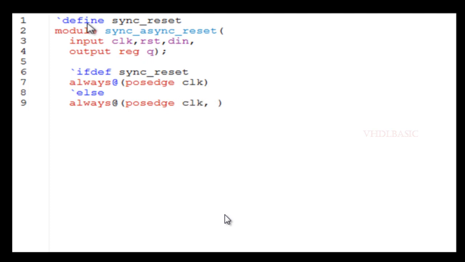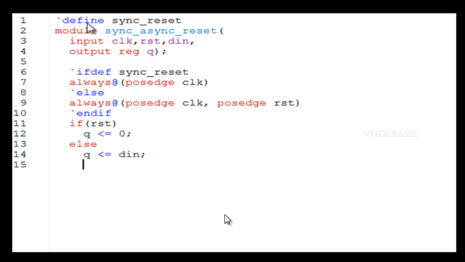So line number 7 indicates always at positive edge of clock. In the sensitive list, I am adding only the clock. So whenever the clock is changing, the always block will work actually. So the reset will not have a direct impact on the output. The reset will depend on the clock edge here actually. The else part we will come to later.